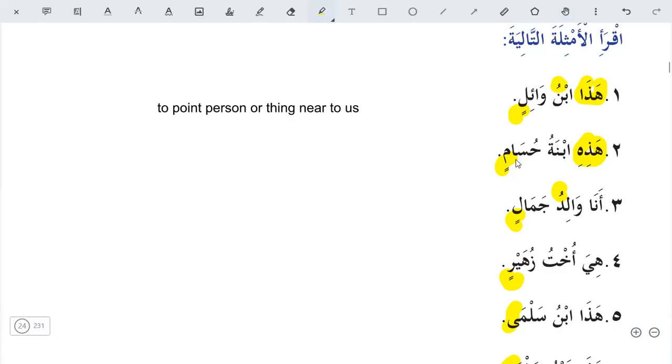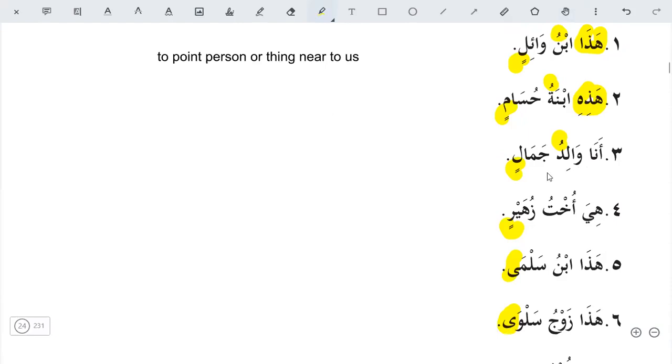Hadhihi ibnatu Husamin. Ibnatu is mudaf and Husamin is mudaf ilayh. This is mudaf and mudaf ilayh with the proper noun. Wa'ilun, Husamin, Jamalin, they are all proper nouns. Hadhihi ibnatu Husamin, this is Husam's daughter. Ana walidu Jamalin, I am father of Jamal. Father is mudaf, Jamal is mudaf ilayh. I am father of Jamal.